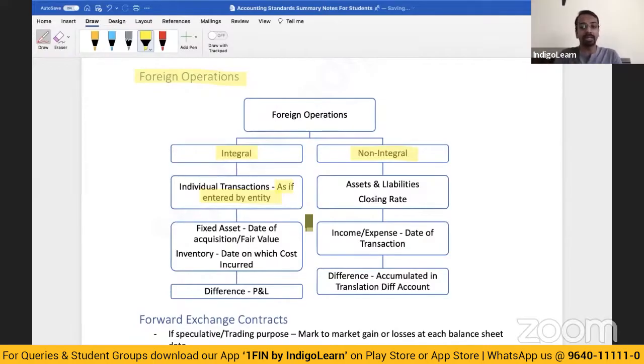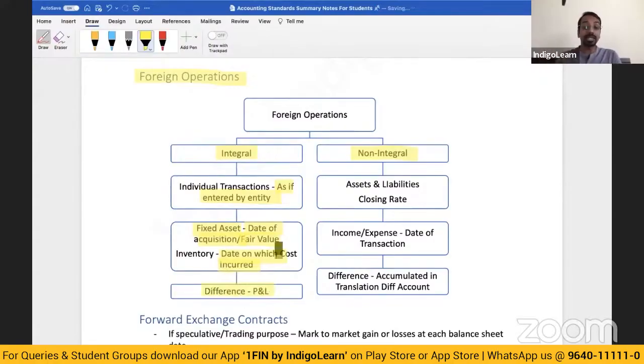Exchange rate of that date of transaction. So using that rate itself, you will do the accounting for transaction. As far as fixed assets are concerned, whatever is the date of acquisition, or if you have done fair valuation under the revaluation model, on that, whatever is the rate on that date, you will use the exchange rate. Inventory, the date on which you incur the cost on inventory, or the date on which you value the inventory, that is the rate which you will consider. Any difference will go to P&L.